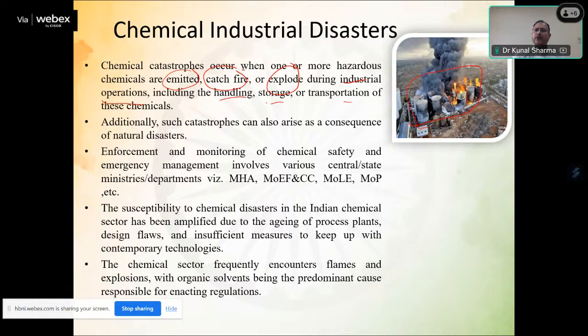What happened in the case of this chemical emergency? It exploded, and unfortunately, it converted into a BLEVE. BLEVE: boiling liquid expanding vapor explosion. It means the boiling liquid is boiling, evaporation is there, and then an explosion.